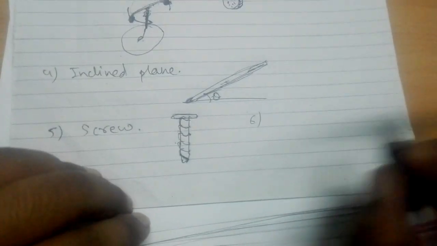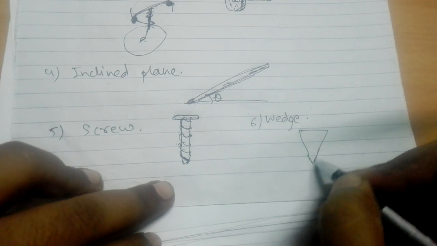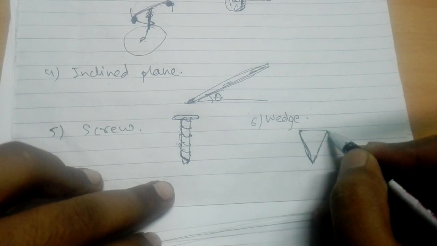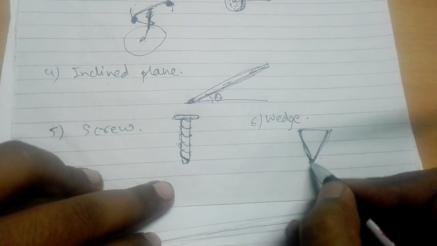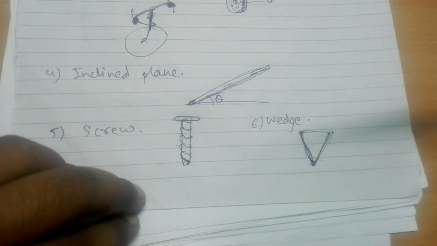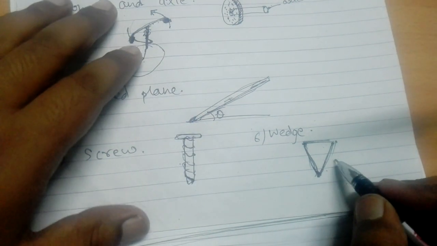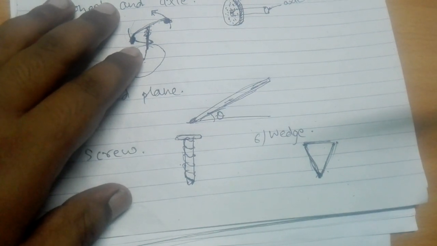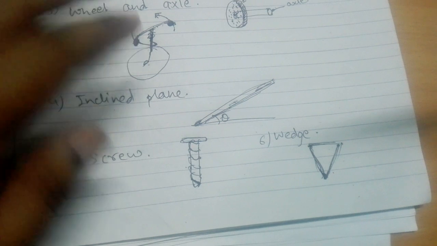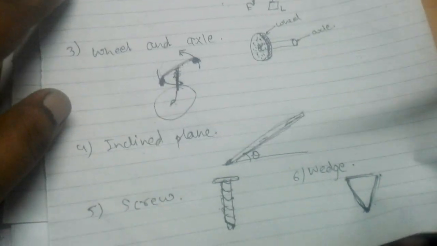And the sixth type is wedge. Wedge is a device which is a combination of two inclined planes, and one part of wedge is sharp, another part is broad. Common examples of wedge are sharp tools like sword, kukri, nail, chisel, and such things.